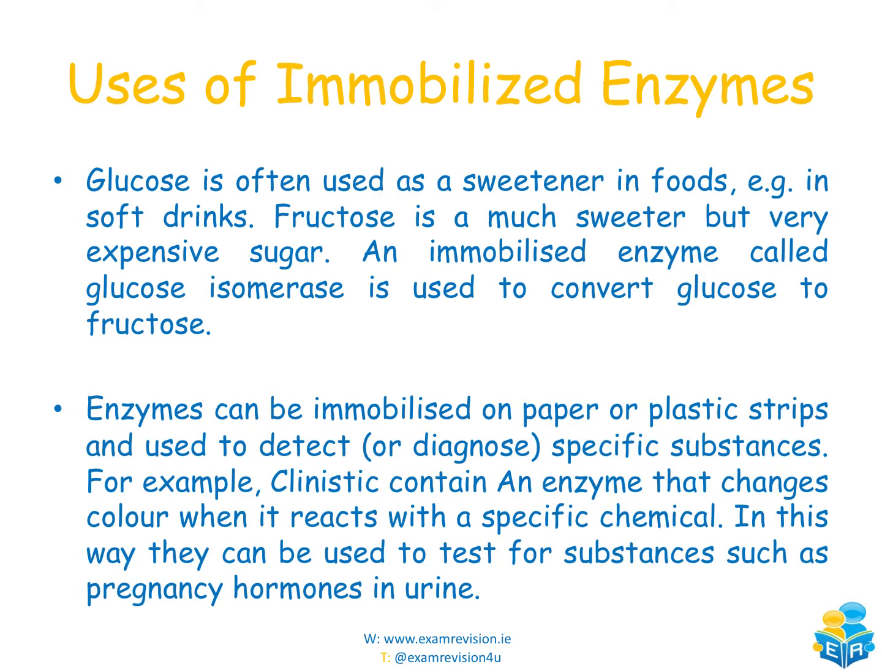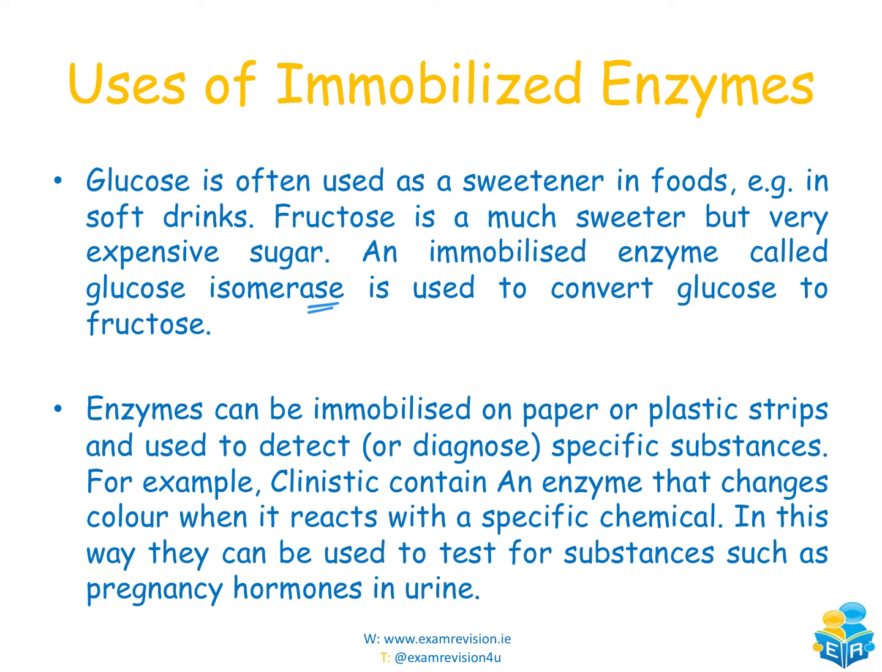Now, where are immobilized enzymes used day to day? We know that glucose is often used as a sweetener in foods, for example in soft drinks. Fructose is a much sweeter but very expensive sugar. So if we wanted to get really sweet drinks, ideally we might use fructose. An immobilized enzyme though, called glucose isomerase, again ending in -ase there just to let us know that it is an enzyme, is used to convert glucose to fructose. So the companies wouldn't have to purchase the fructose to put in their soft drinks. They can just use this enzyme to convert the glucose into the fructose, saving a lot of money.